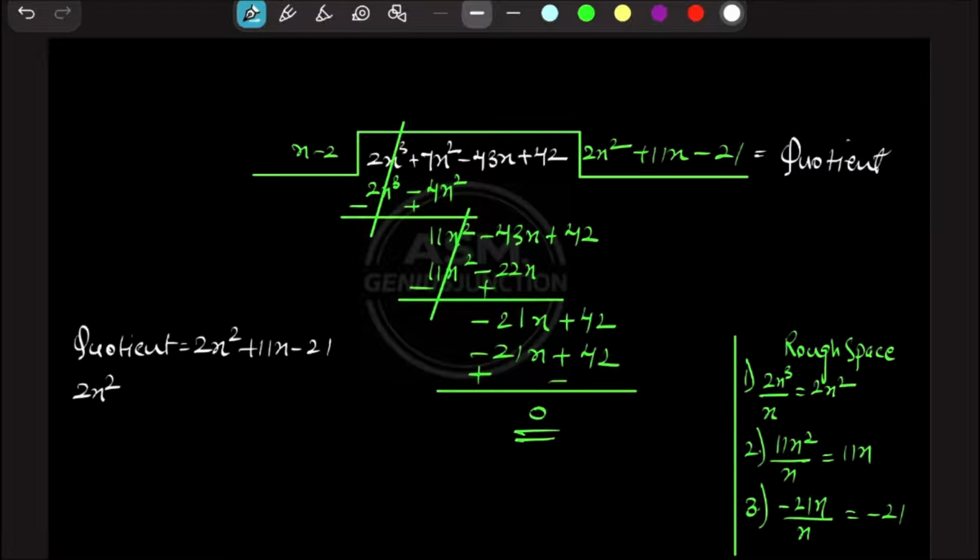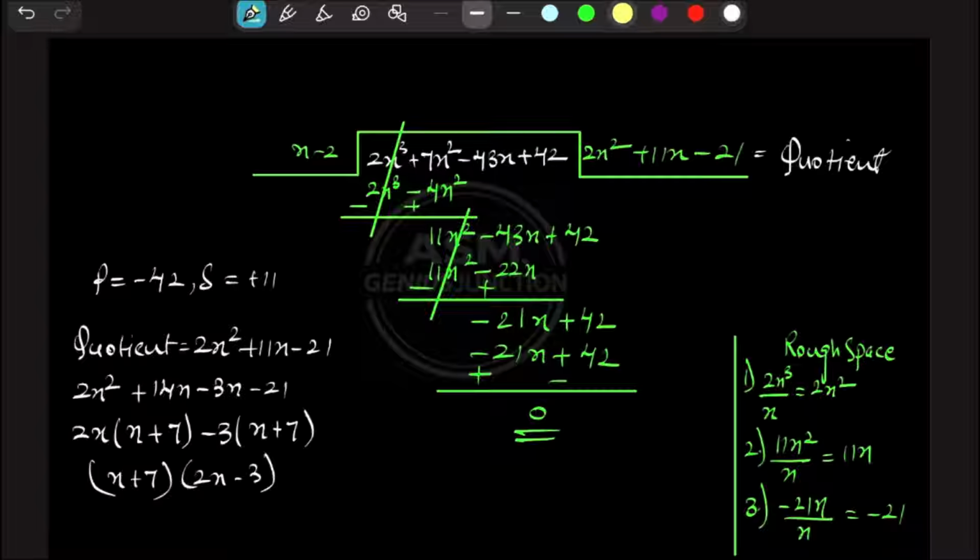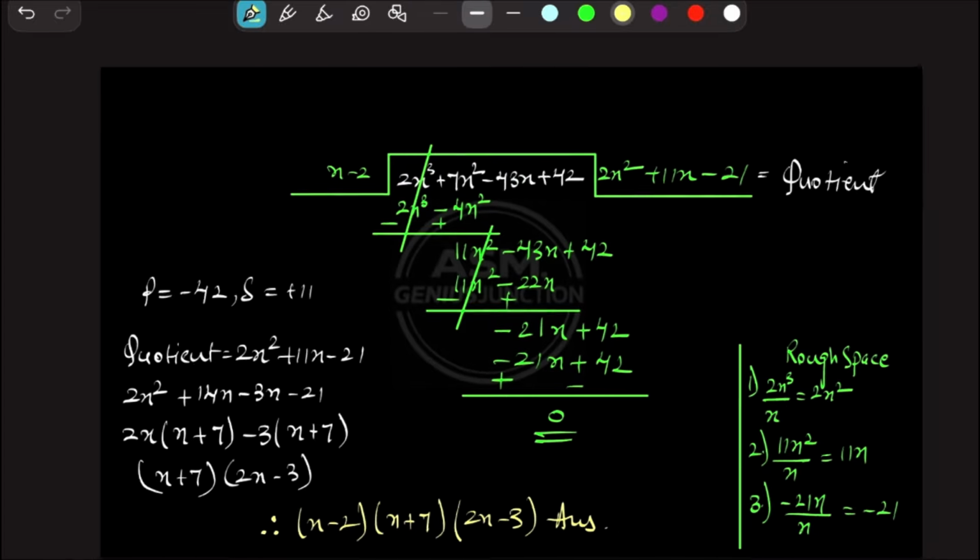and minus 21. Let's take out 2x common. This is going to give you x plus 7. Minus 3 common, it is again x plus 7. Finally, I'm getting x plus 7 and 2x minus 3. So, therefore, the three factors are x minus 2, x plus 7, and 2x minus 3. This is the answer for the given question.